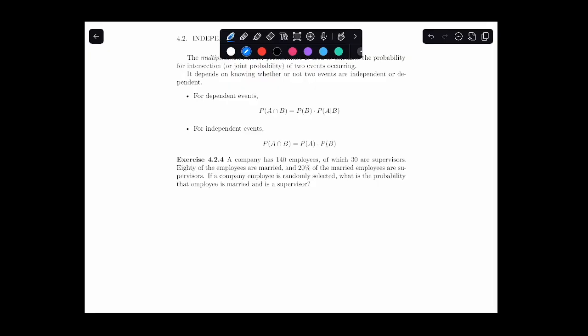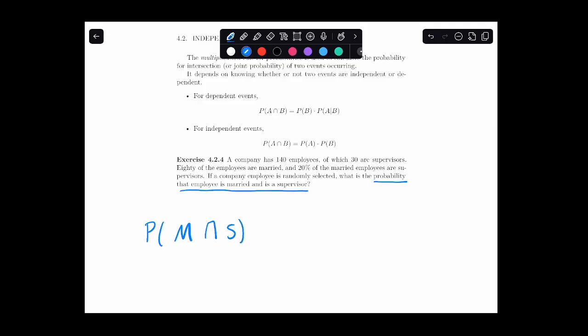And if a company employee is randomly selected, we want to know the probability that that employee is married and is a supervisor. So that "and" means we want to find the probability that they're married. I'm going to just use M for the event that they're married. And means intersection, the event that they're a supervisor. And I'm going to use S for supervisor. So I want the probability of this intersection.